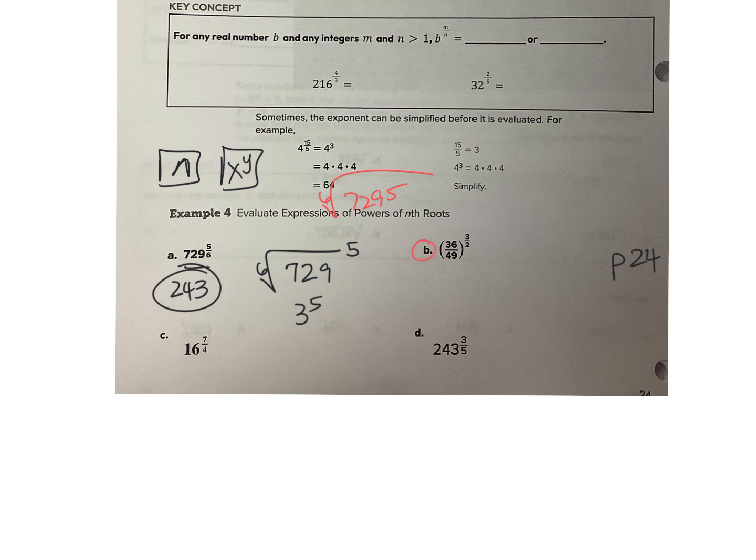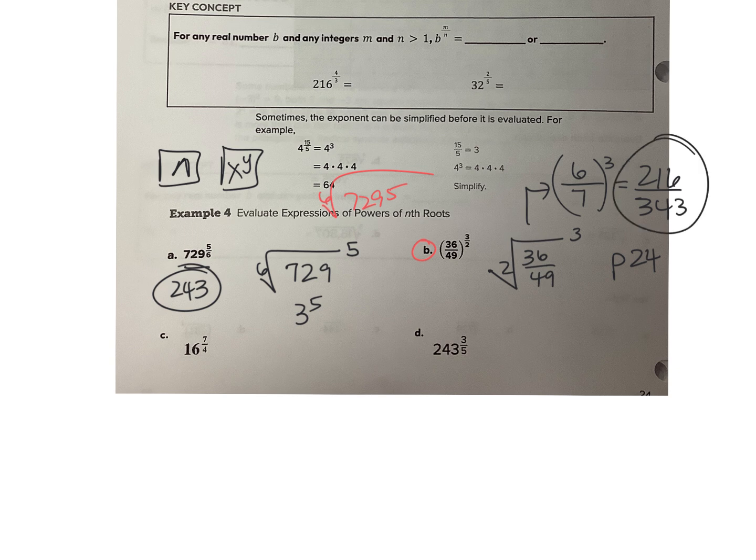Okay, so let's try letter B. If we do 36/49 to the 3/2 power, remember that means I've got the square root of 36/49, and then whatever that is to the 3rd power. I would just do the square root first. So what's the square root of 36? 6. Square root of 49 is 7, and then to the 3rd power. So 6 cubed and 7 cubed. If you do that, I get 216, and 7 to the 3rd is 343. So there is my answer.